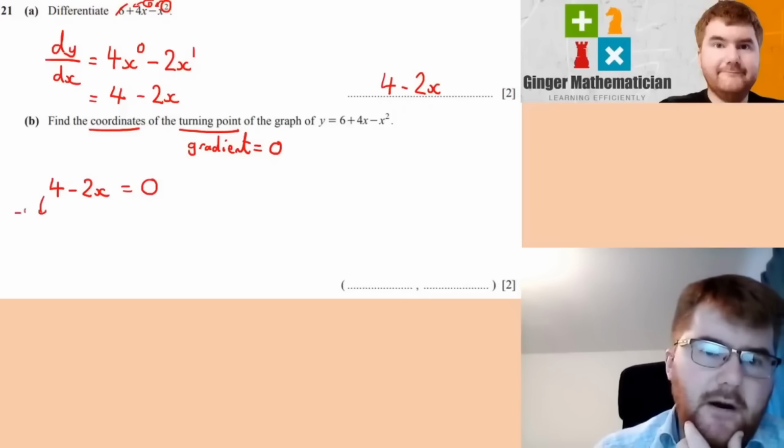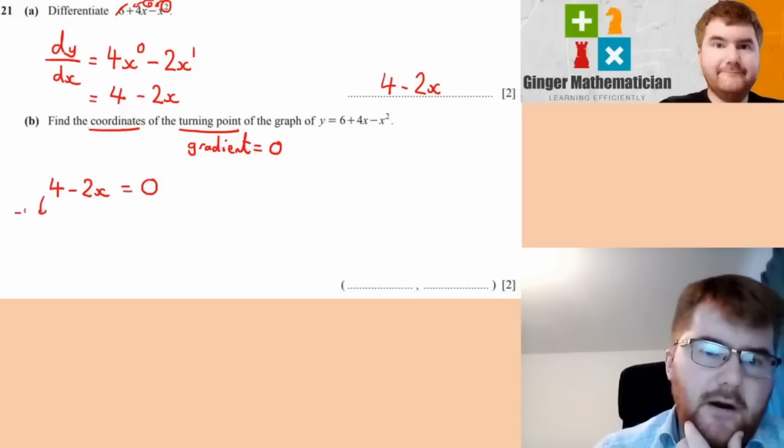To work out the y-coordinate, we need to sub x equals 2 into here. So y is equal to 6 plus 4 lots of 2 minus 2 squared. If we work that out, 6 plus 8 minus 4. Remember your BIDMAS. 6 plus 8 is 14. 14 minus 4 is equal to 10. So our final answer for this question is (2, 10). You need both the x-coordinate and the y-coordinate there as well.